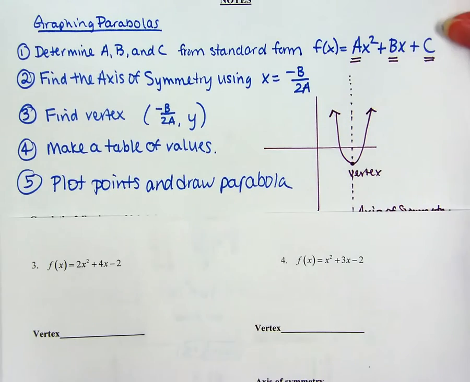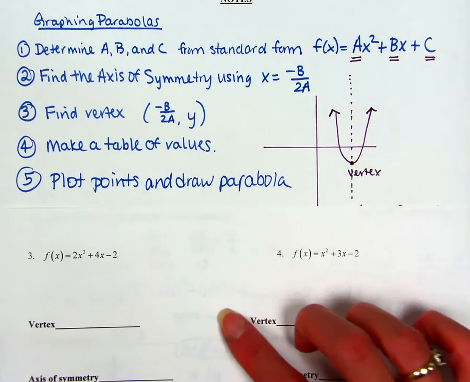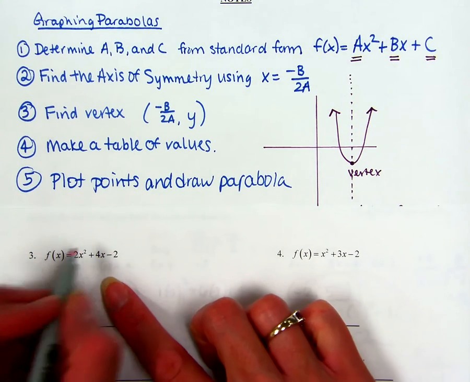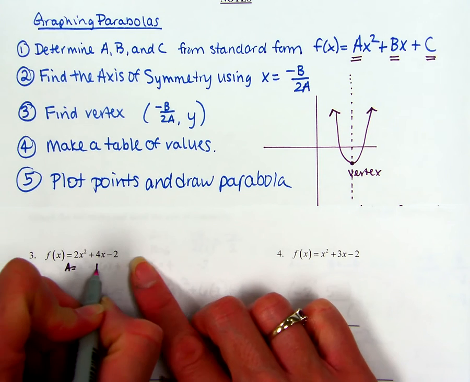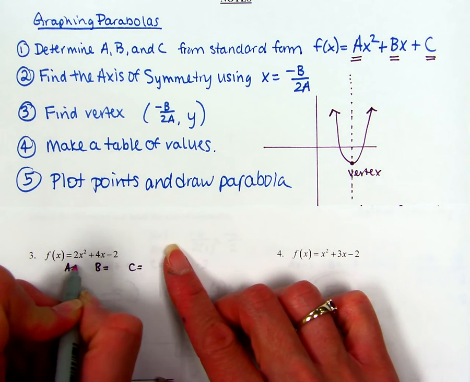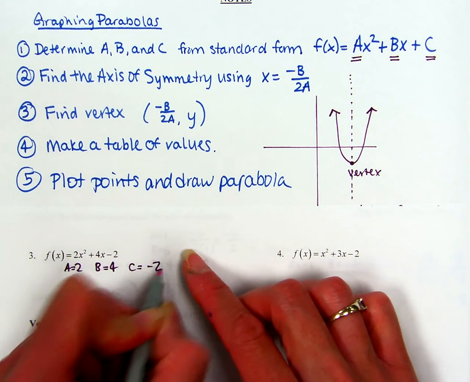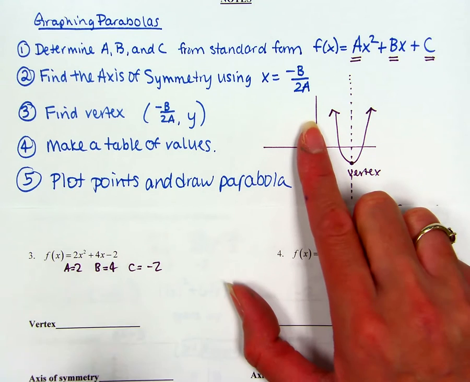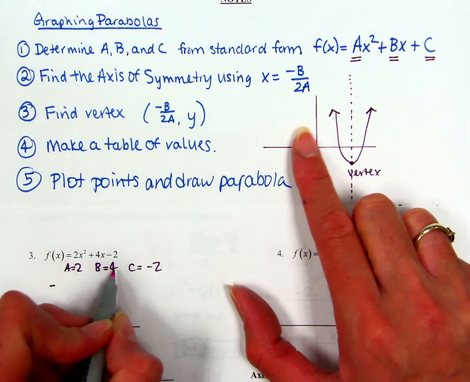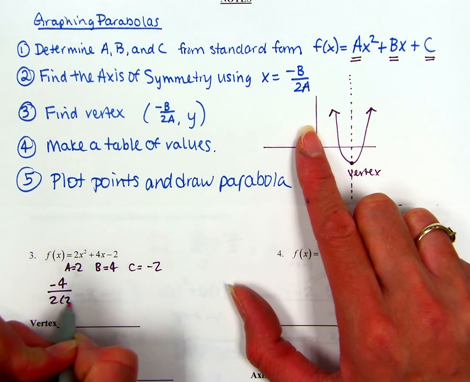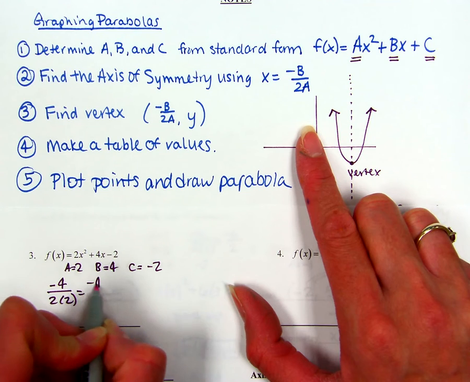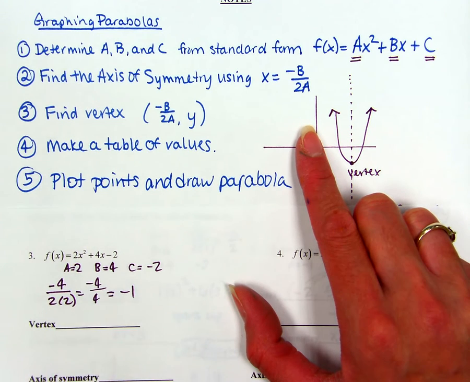So I'll try to leave the steps up here. Alright. Problem number 3, I need to identify A, B, and C. So A is 2, B is 4, and C is negative 2. Then I'm going to start with the formula: opposite of B, so opposite of 4, over 2 times A, 2 times 2. Negative 4 over 4 is negative 1.